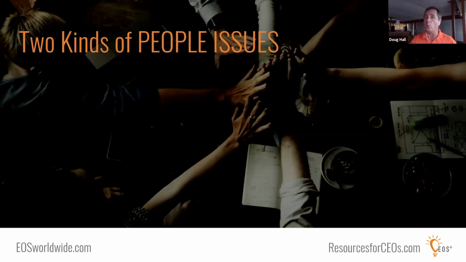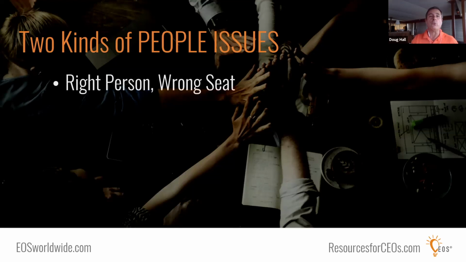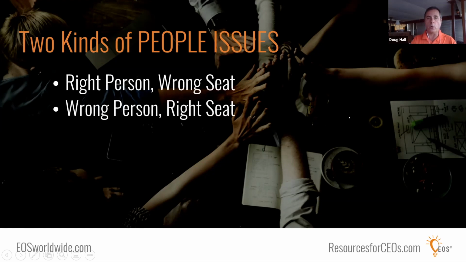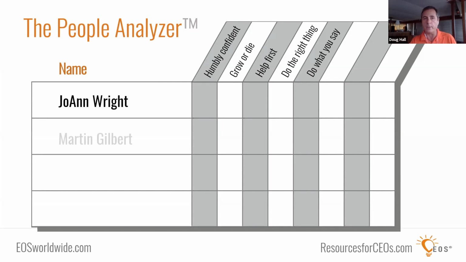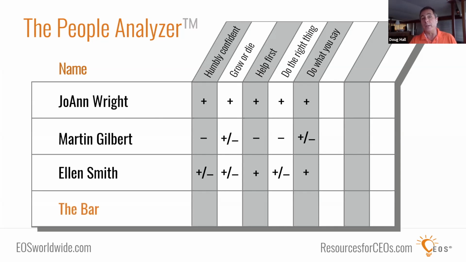And then, of course, we need to have the right kind of people. So what kind of problems do we run into in the real world? We have the right person in the wrong seat, or the wrong person on the bus in the right seat. So how do we fix that? Well, we have to figure out first that this is true. The tool that we use in EOS is a thing we call the people analyzer, where we put our core values up there. We put our people, we rate them, and we say, gee, we did great with Joanne.